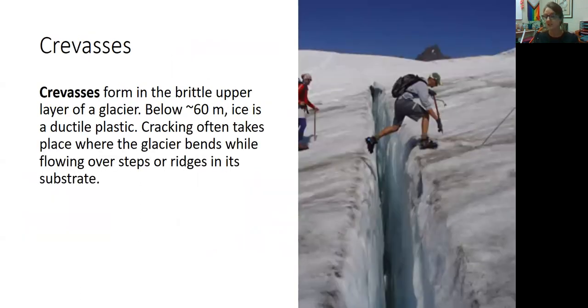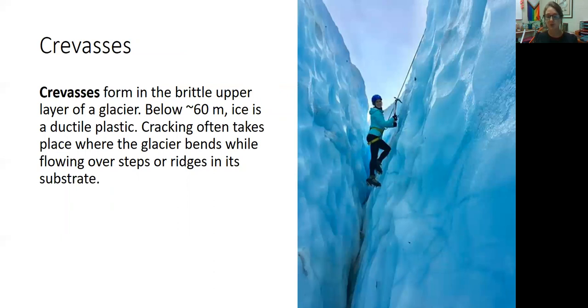Now, ice, it's a solid, right? So even though it flows, it can also fracture. And where glaciers fracture, they have huge cracks that we call crevasses. This happens near the surface of the glacier where they're more brittle, right? But they're huge. They can be so large that people can actually fall down into them. So this is one of the dangers of walking on glaciers, is accidentally falling down into a crevasse.